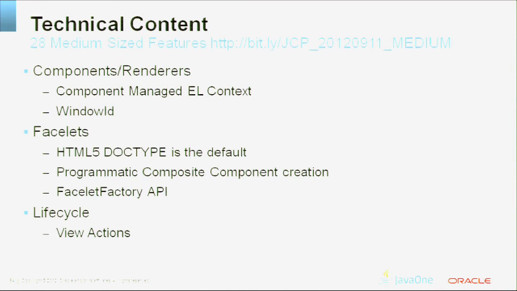The medium-sized features, this bit.ly link will take you to that set of them. We've had a lot of features in the component renderer realm. The window ID thing kind of fits in there. With facelets, we've set HTML5 doctype as the default, so we'll automatically generate whatever you say, unless you specifically say, don't give me this. We'll just say doctype html. We've added a Facelet Factory API that wasn't there before.